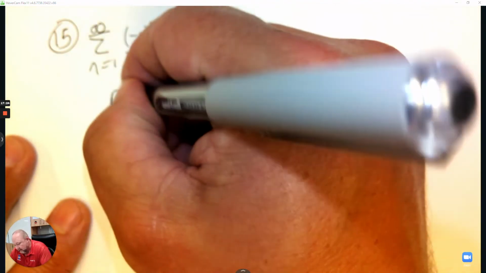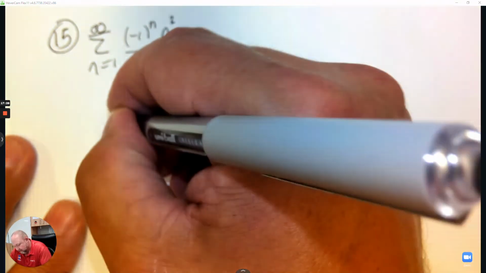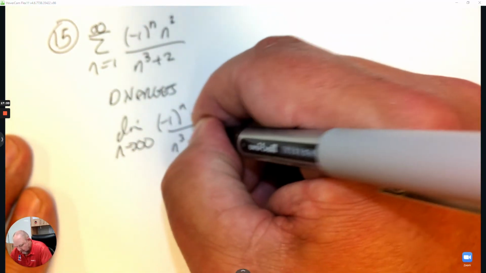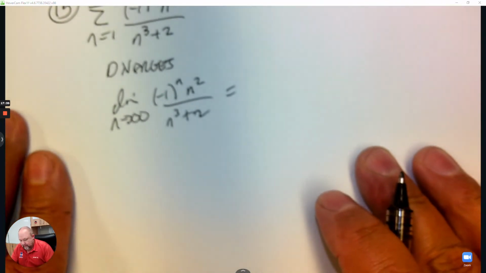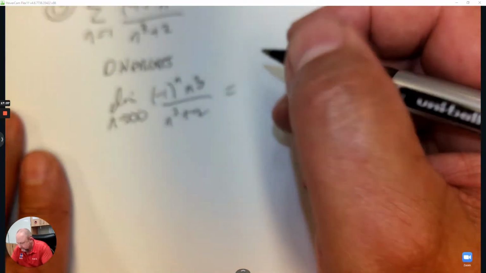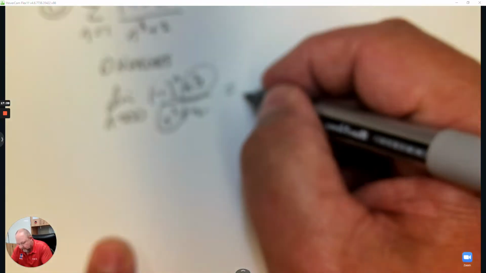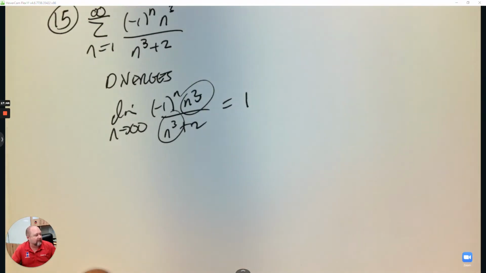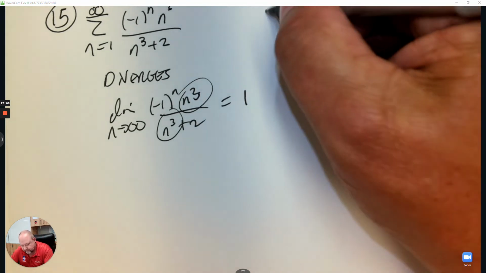Number 15. So already I know this diverges because of the limit as n approaches infinity. This is a 3, right? If you divide the power terms, it equals 1. And it has to, the limit must be equal to 0.